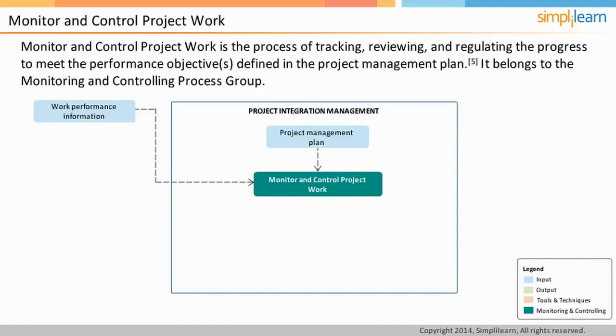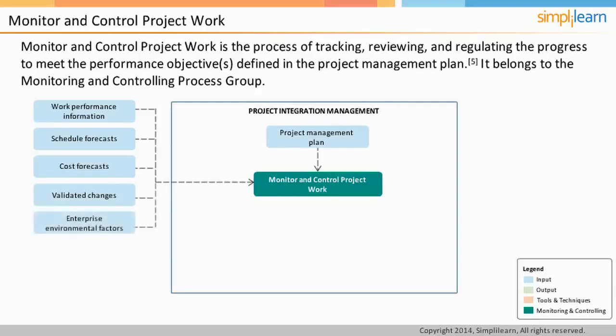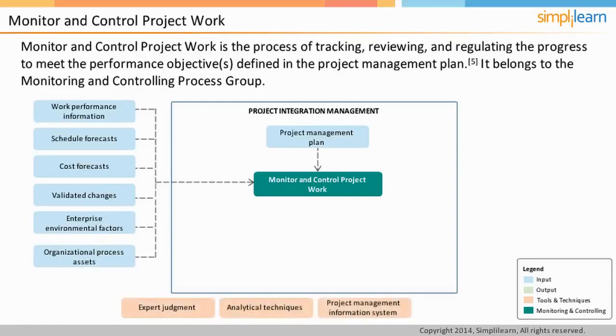Along with the work performance information, forecasts related to the cost and time form important inputs upon which the project manager has to act. Validated changes confirms that the approved changes have been appropriately incorporated. Enterprise environmental factors and organization process assets are also inputs to this process. Expert judgment, analytical techniques, project management information system, and meetings are the various tools and techniques. One of the outputs of this process area is change requests.